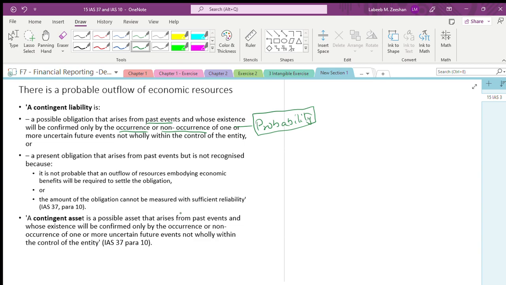Is it a present obligation from a past event, but it's not recognized? It will not be recognized because it is not probable that an outflow of resources embodying economic benefits will be required. It is not probable. There is no guarantee as such. Is it right? But what happens? We want to make sure that it is going to be the best estimate.